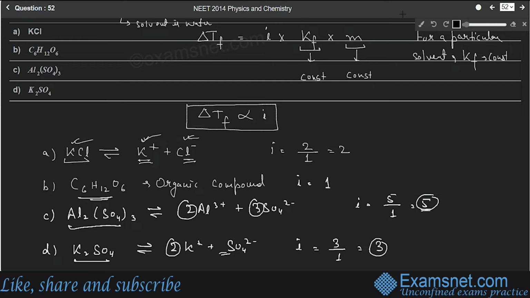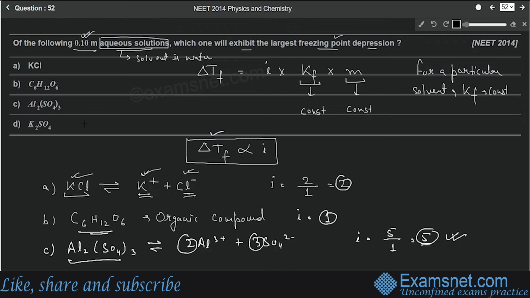So you can compare the Van 't Hoff factor in all the 4 cases. You can see in the third case, that means in Al2(SO4)3, the Van 't Hoff factor is maximum. So the value of delta Tf will also be maximum in this case. So the correct answer will be option number C.